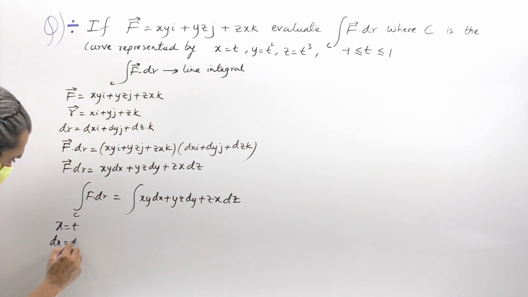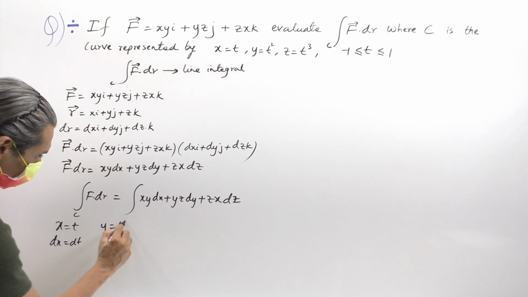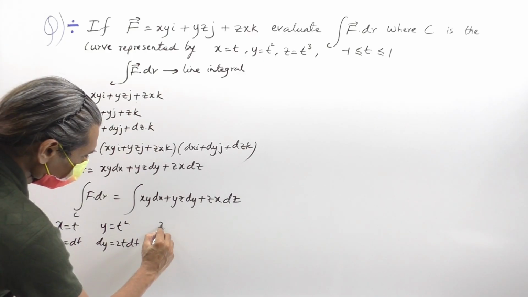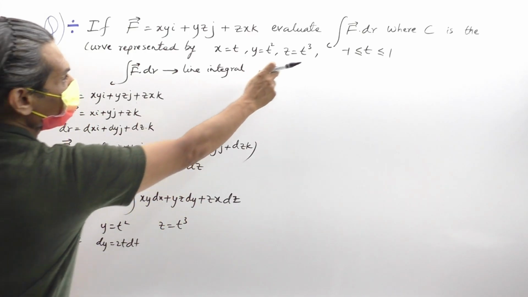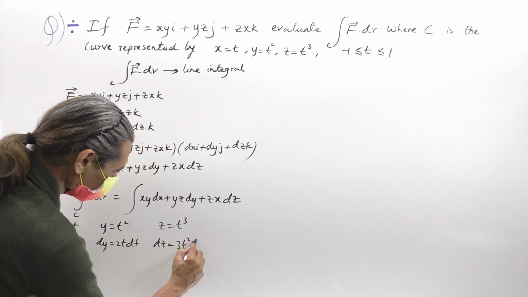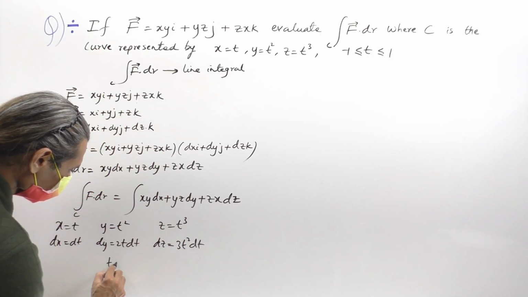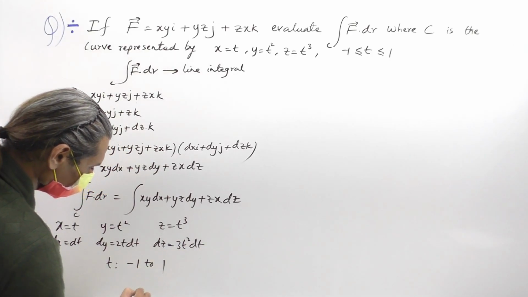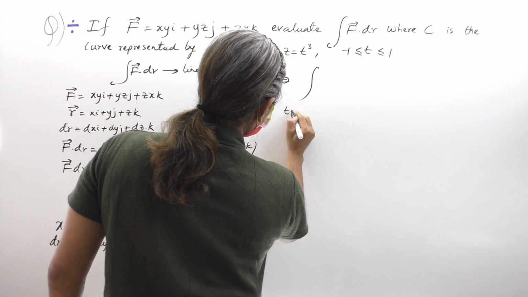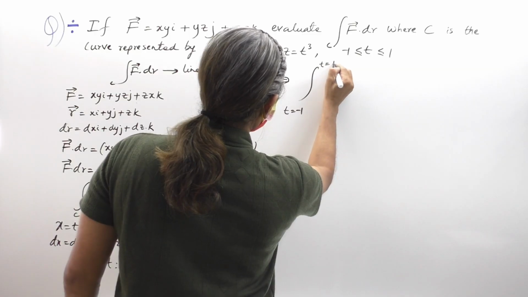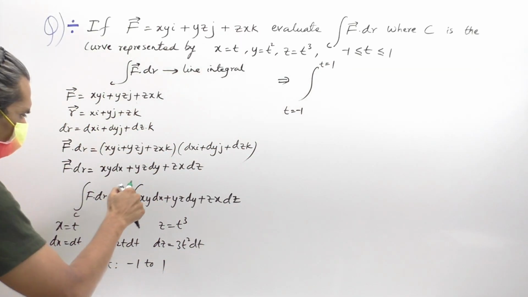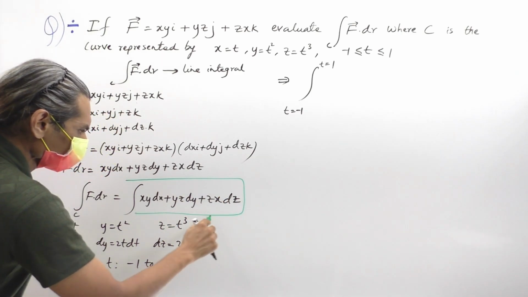dx is equal to what? dt. What is y is equal to t square? So dy is equal to 2t dt. z is equal to what? t cube. See, they are given here. So dz is equal to what? 3t square dt, and t is from where? Minus 1 to 1. That implies now t goes from minus 1 to 1, everything in terms of t. Okay, this whole thing, whatever we have here, everything in terms of t.